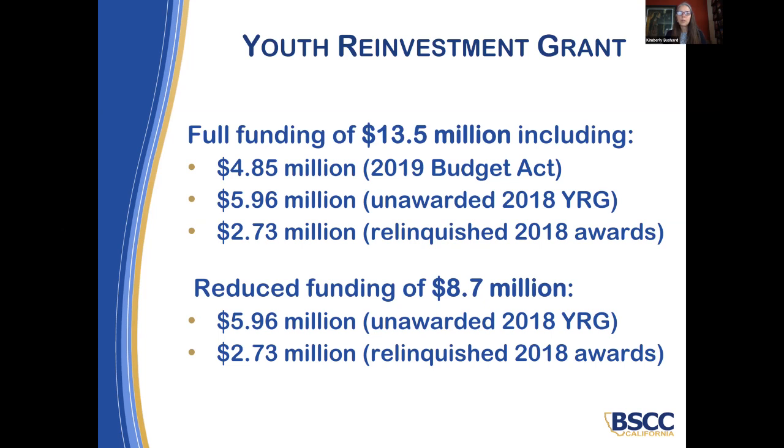But you will see that the first action item that we're asking you for today is approval of 2 additional relinquished awards. That includes $1 million from the city of Compton and $734,000 from the city and county of San Francisco.